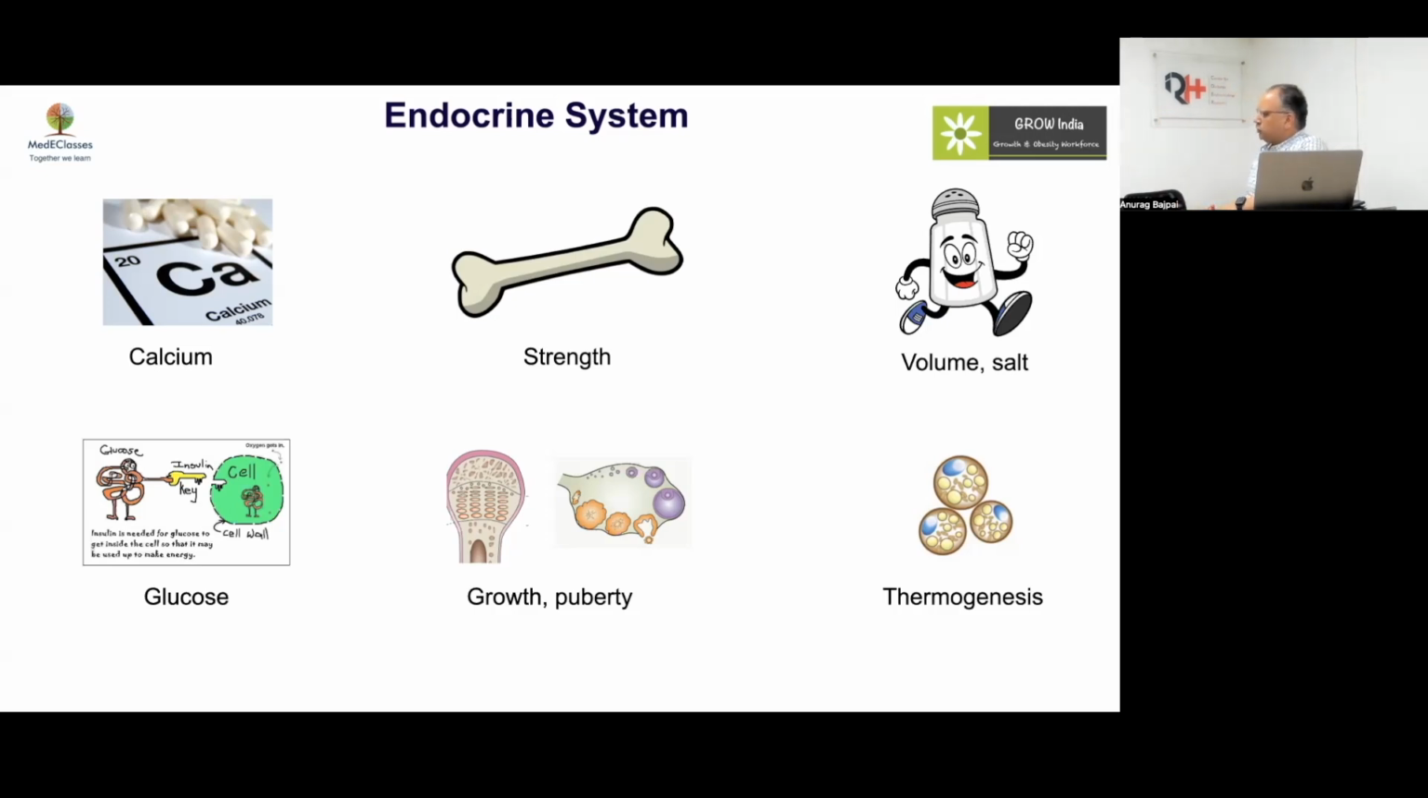While for bone strength, growth, and puberty, the hormones which are controlling them need not be reacting immediately. They should actually wait and watch and see if your body is in a situation to respond, and then have a gradual impact from that perspective. So what will be the distinct differences in hormones which are controlling, let's say, volume, salt versus growth?